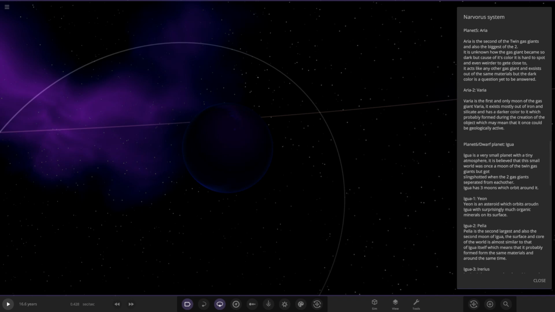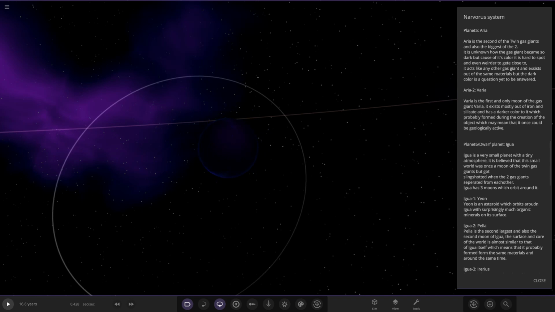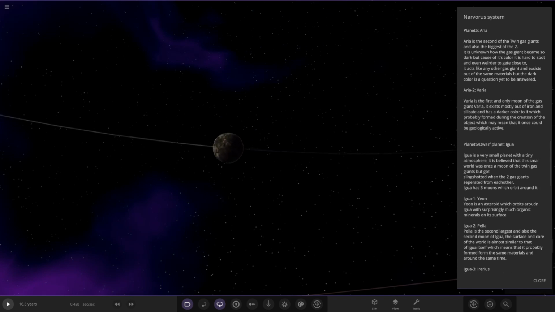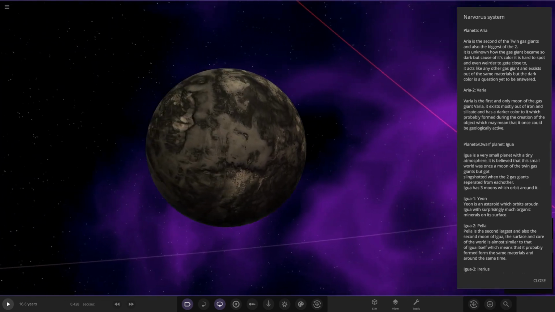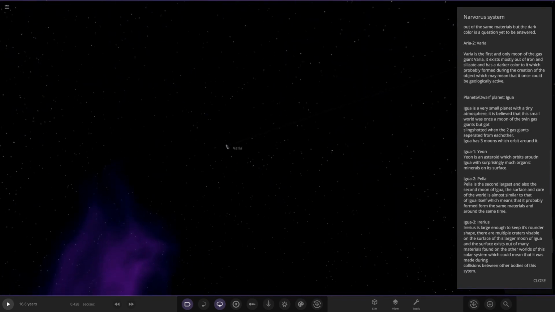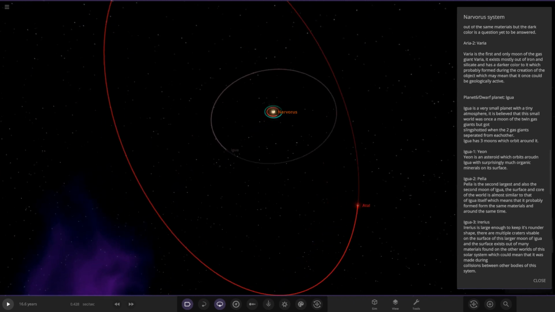And then we got Varia is the first and only moon of the gas giant. Varia, or Aria, I think it means. It exists mainly out of iron and silica, and has a darker colour to it, which probably formed during the creation of the object, which may mean it may have once been geologically active. Okay, cool.